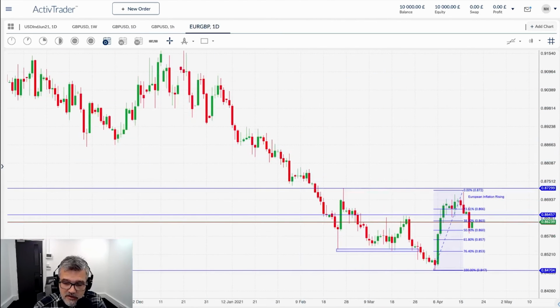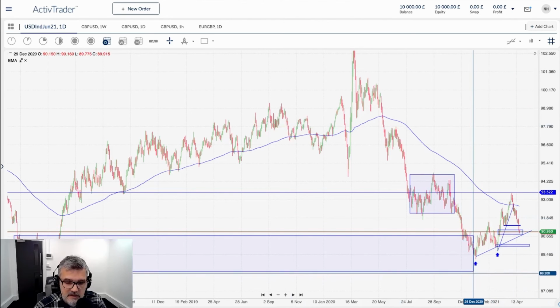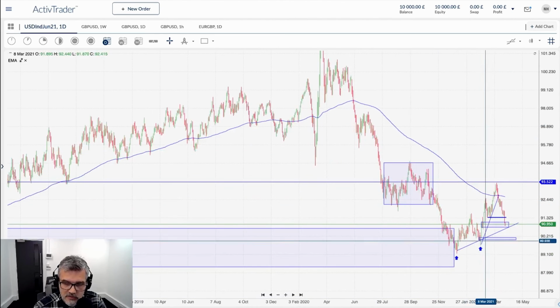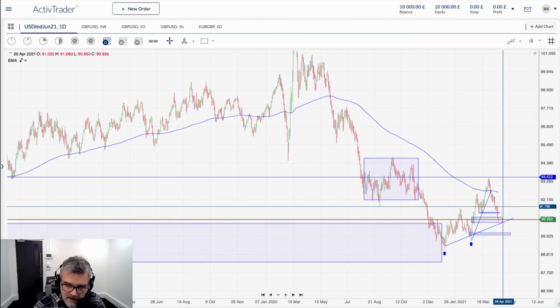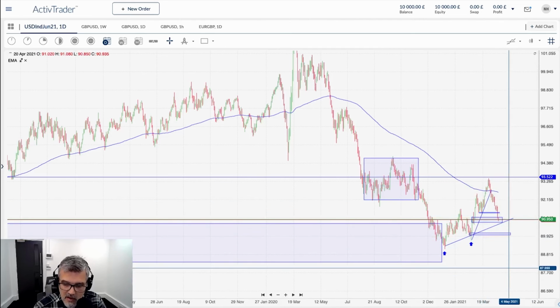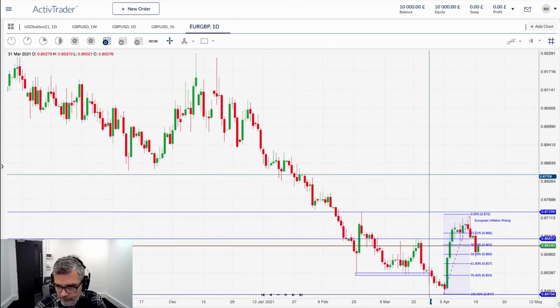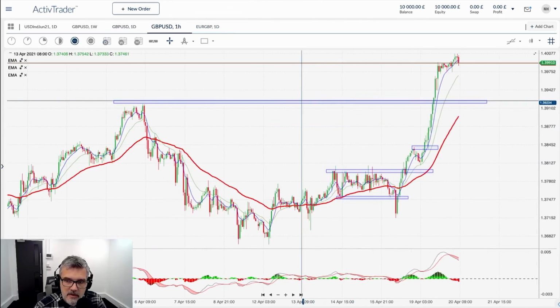For the euro to go higher, you kind of want the dollar index to come lower, because the dollar index itself is heavily weighted towards the euro. So if the euro versus the US dollar is going higher, then you expect to see the dollar index coming lower. If the dollar index is coming lower and the euro is going higher, then this can add support to the euro GBP.